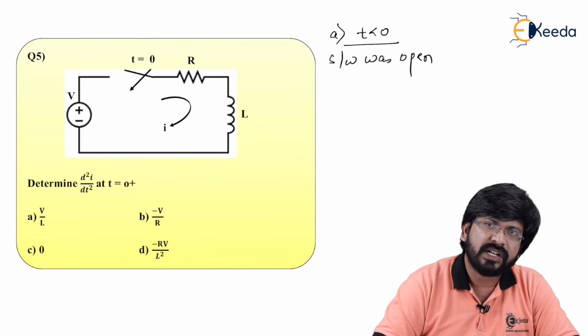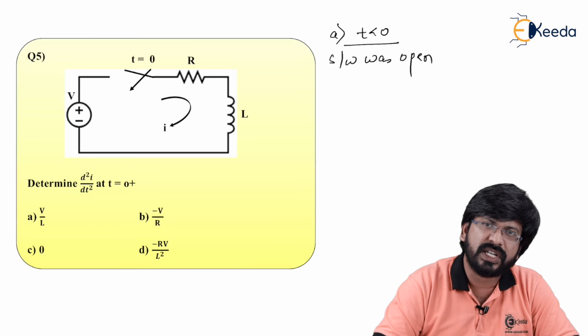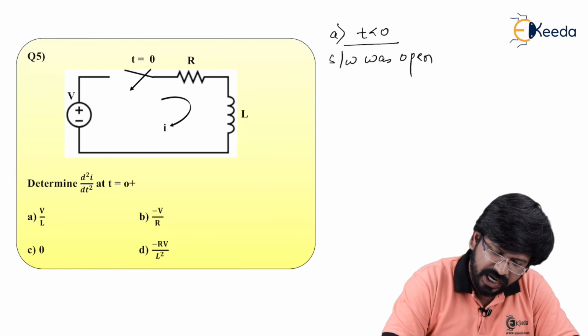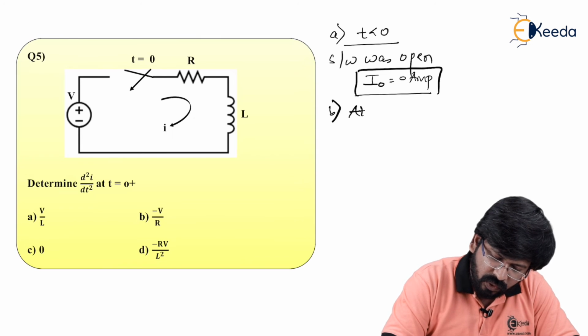In fact, your inductor wasn't getting charged. The whole motive to consider t less than 0 is just to see the initial condition. Can I say that initially the inductor was uncharged, meaning I naught was 0 ampere? Of course, yes. Moving ahead. At t equal to 0, what is happening? At t equal to 0, switch is closed.